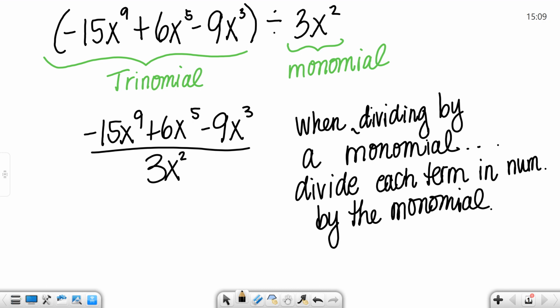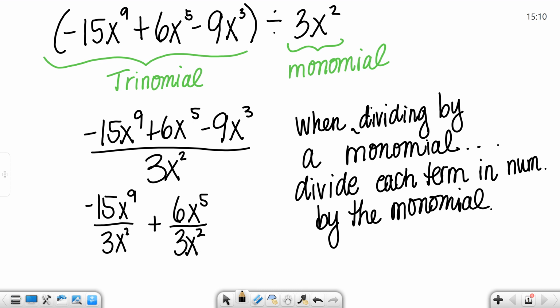Okay, and so here's what that's going to look like. So I've got negative 15x to the 9th divided by 3x squared. Plus 6x to the 5th divided by 3x squared minus 9x cubed divided by 3x squared. And so this is what I've done here. Okay, I divided each term in the numerator by the monomial.